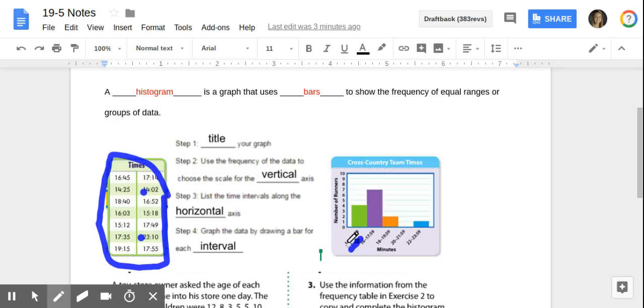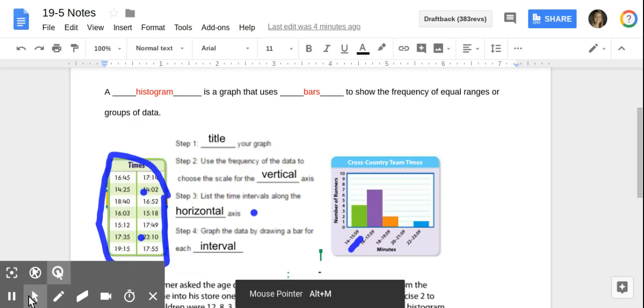So all of the times that ranged from 14 minutes flat to 15:59, we drew a green bar for. It looks like there were 4 of them. From 16 to 17 minutes and 59 seconds, and then so on. So that's the difference between this and a bar graph. This uses ranges of data, while bar graphs just use single data points. List time intervals along the horizontal axis, and then label your graph basically.